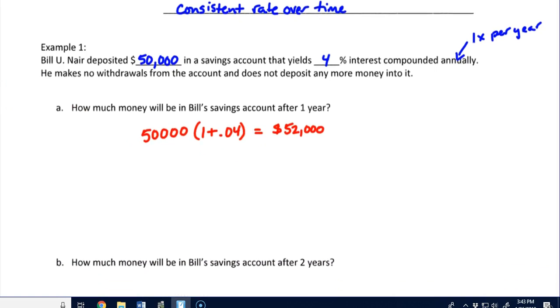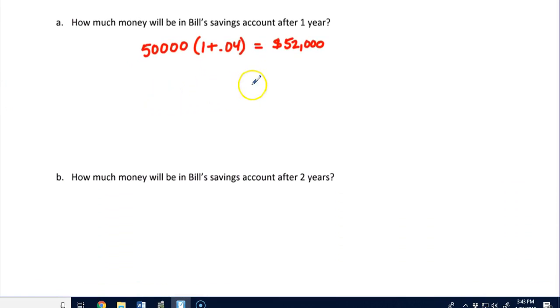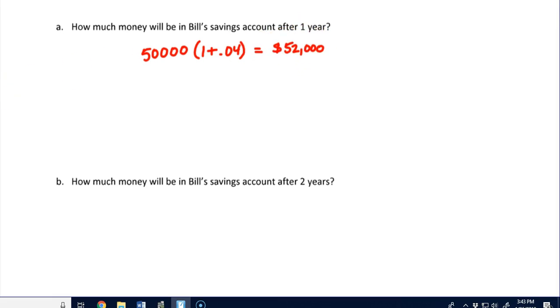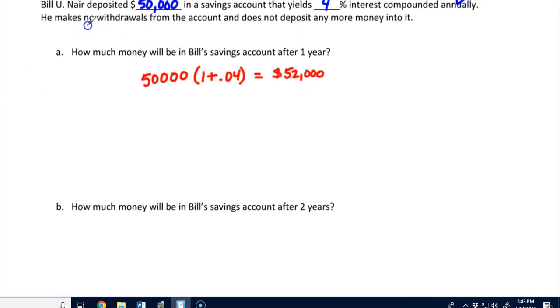The nice thing about compounding interest is the next year he gets 4% not only on that $50,000, but he gets 4% of the $52,000. So assuming he doesn't take any money out, and that's said in the problem, he makes no withdrawals, does not add any more money. So now we're going to find, after 2 years, well, what's 4% of this amount? So figure that out. Play the recording.